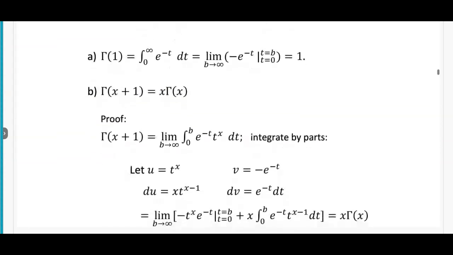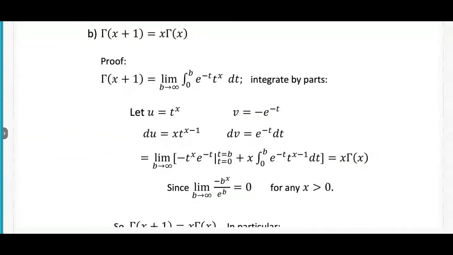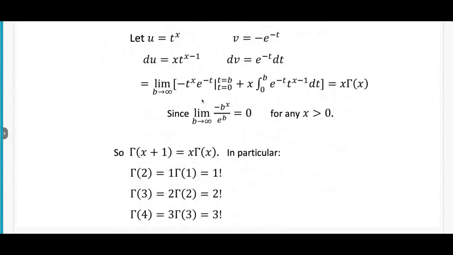So this little proof here: gamma of x plus 1, let's take a limit of this and integrate by parts. It won't be difficult. You may go through this to see that it equals x gamma of x.